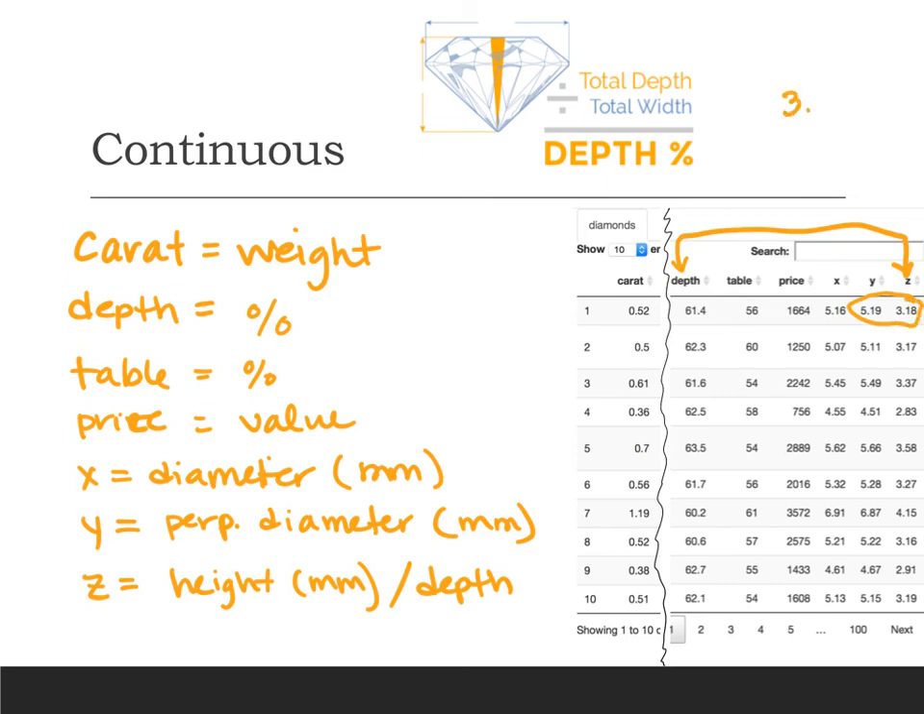But not exactly. So I think they must have done some other finagling or something. But anyway, that's still just a percentage. And both of these, table and depth, they're just dividing two numbers that are already measurements. So a percentage would also stay continuous.